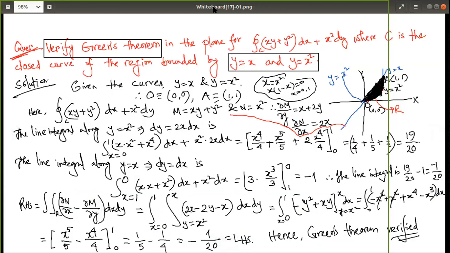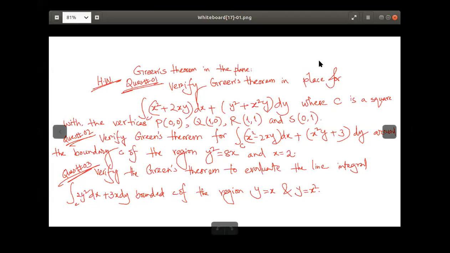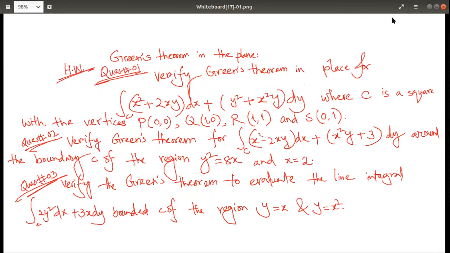We have already verified Green's theorem in 2 or 3 problems. There is some homework. I want to give some homework like the problems we did. For example, in these problems you need to apply Green's theorem in the plane.